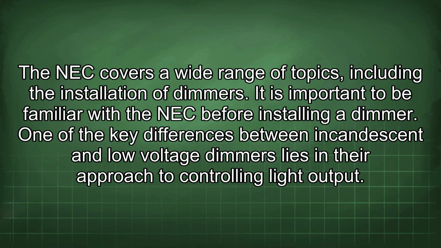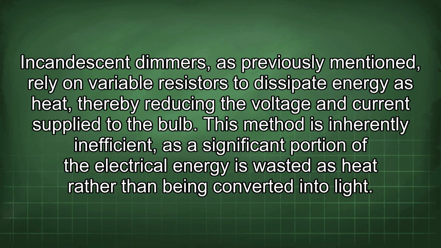One of the key differences between incandescent and low-voltage dimmers lies in their approach to controlling light output. Incandescent dimmers, as previously mentioned, rely on variable resistors to dissipate energy as heat, thereby reducing the voltage and current supplied to the bulb. This method is inherently inefficient, as a significant portion of the electrical energy is wasted as heat rather than being converted into light.